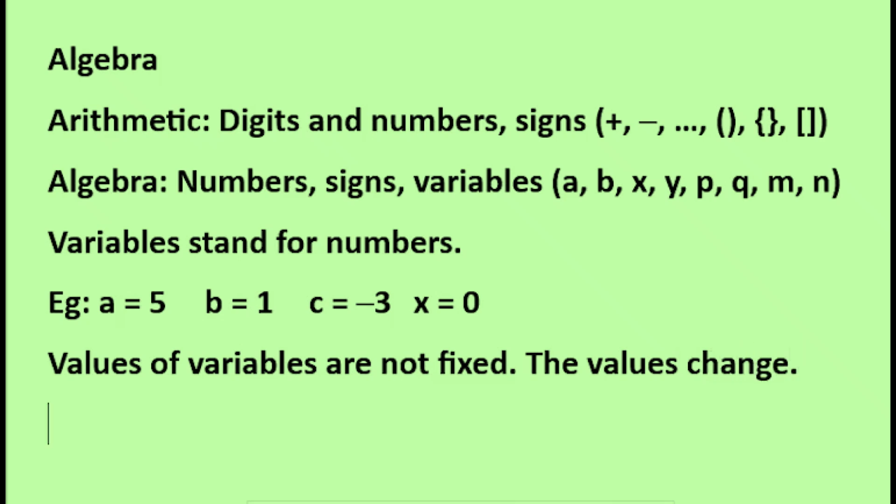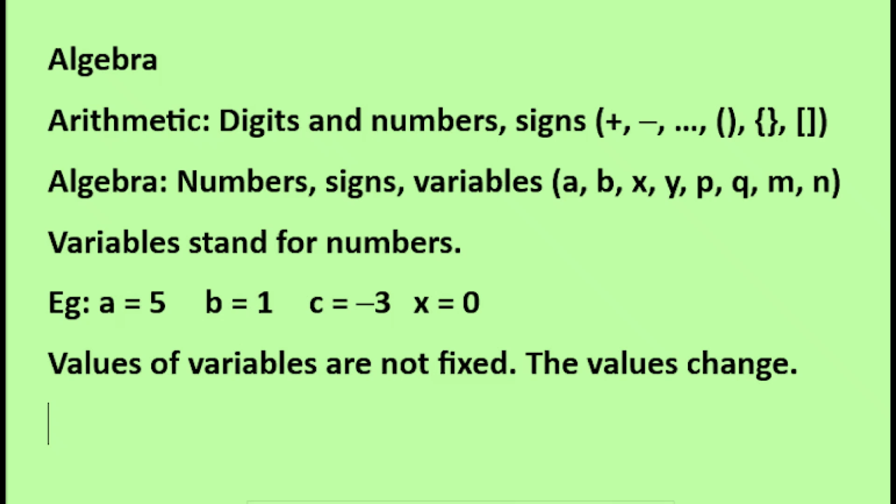But in one sum, it will be the same. In sum number 1, if A is 5, it is always 5. In question number 2, A may be 3. In question number 3, A will be 0. But in one particular sum, it will be the same. A will be 5 in sum number 1, A is equal to 0 in sum number 2, A is equal to minus 3 in sum number 4, A is equal to minus 10 in sum number 6. So like that the values will change in different questions. Right?